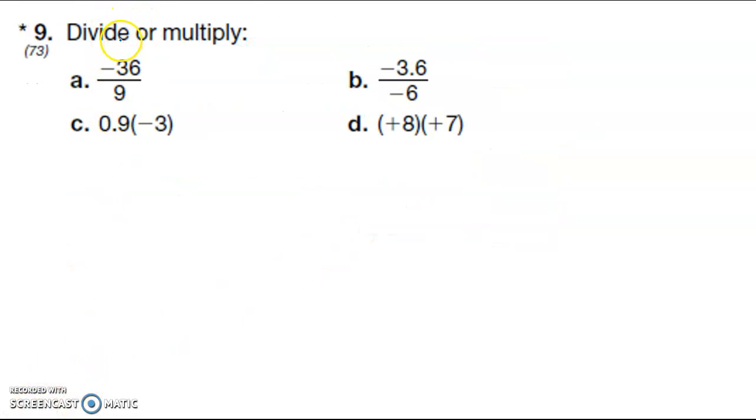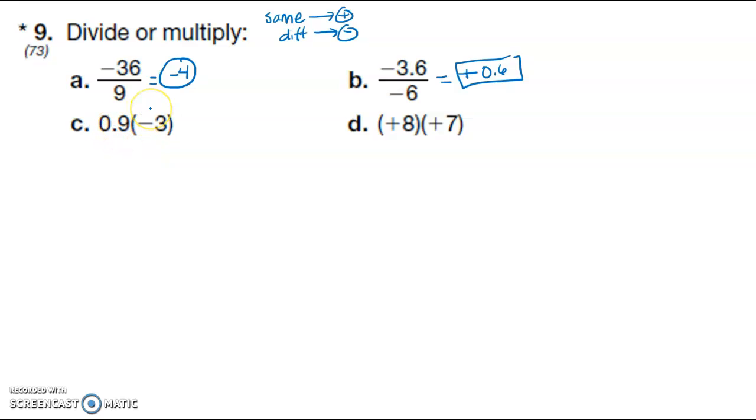All right, so this is from today's lesson, or lesson 73. And we know that the rules for divide and multiply are if they are the same sign, our answer is positive. If they are different signs, our answer is negative. So here we have different signs. A negative 36 divided by a positive 9, that's going to be a negative 4. Here I have a negative divided by a negative, which is going to give me a positive. 3.6 divided by 6 gives me positive 0.6.